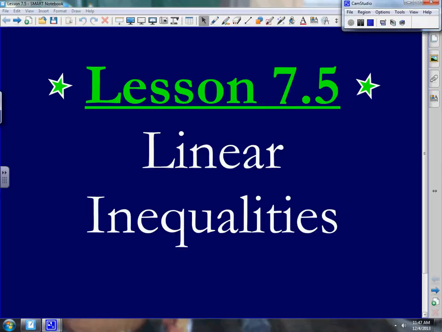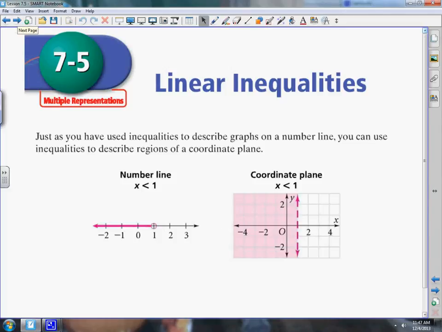Hello, mathematicians. This is lesson 7.5, linear inequalities. 7.5, so you need to title your paper linear inequalities.